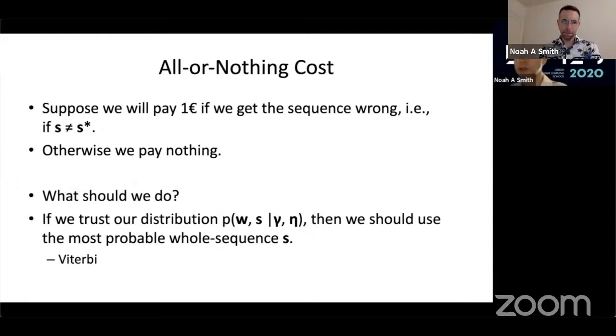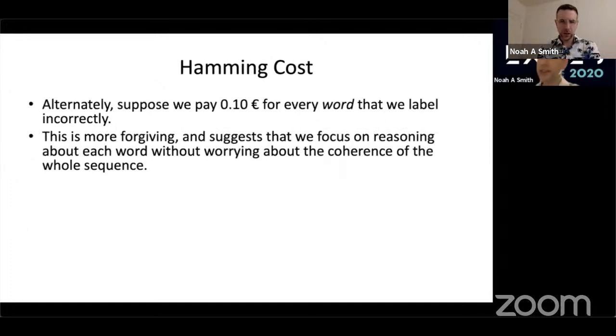You should choose the state sequence that is most probable under the model, because you believe the distribution is correct, and what you care about is maximizing the chance that you don't pay €1, which means you should bet on the full sequence that the model thinks is most likely.